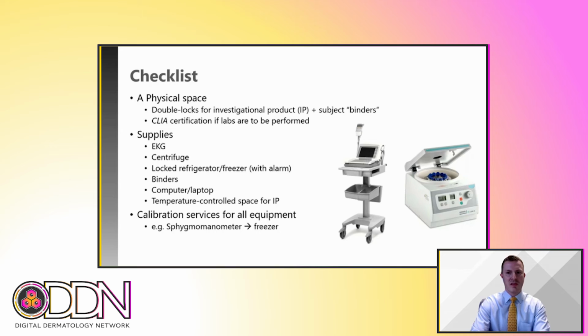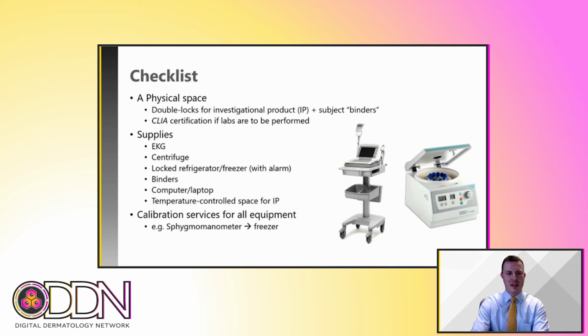This slide reviews some of the physical properties a site should have. Number 1 is space. And in that space, you want double-locked cabinets and/or refrigerators or freezers for investigational product, depending on the study, plus subject binders or subject recordings. CLIA certification if labs are to be performed.